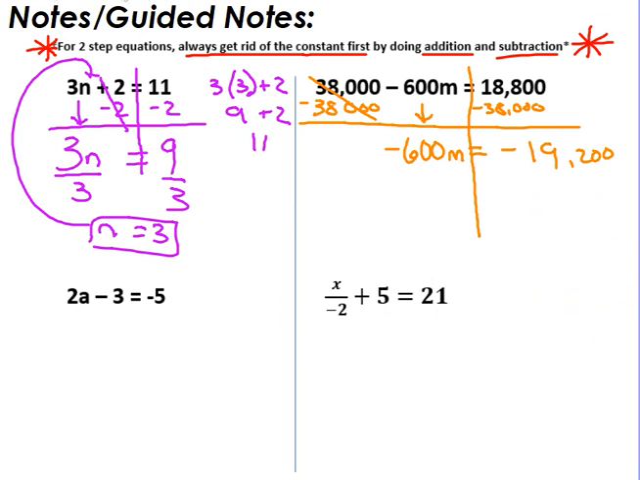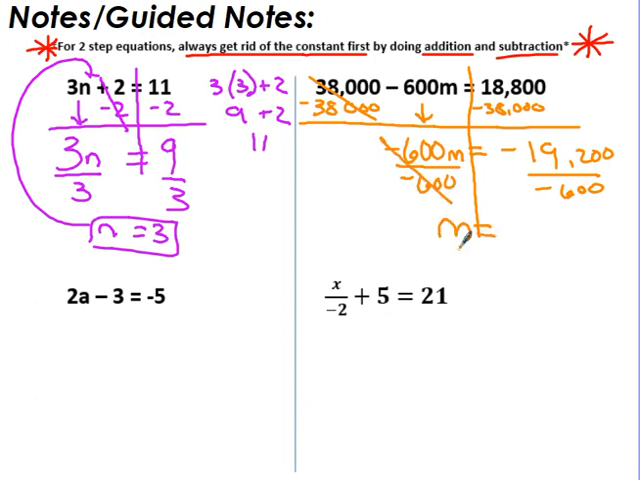Again, we're following the exact same steps. We're trying to get the variable by itself by doing the inverse operation, or the opposite. So now I look at what I have left. I have negative 600 times m. So this is multiplication. The opposite of multiplication is division. So I'm going to divide by negative 600 on both sides. Those cancel, and I have my variable by itself.